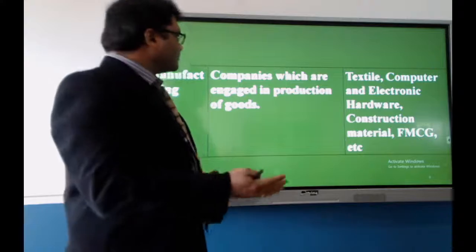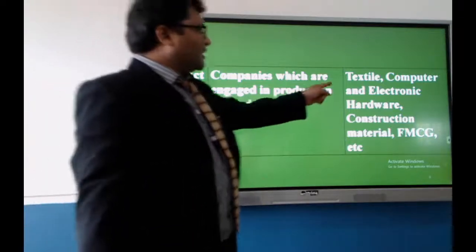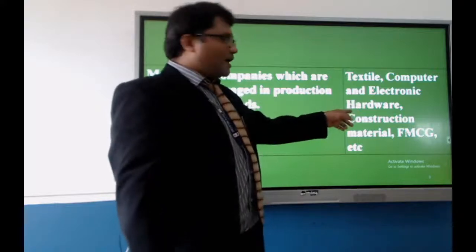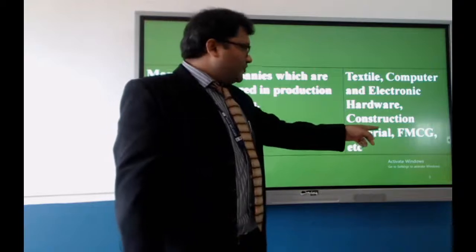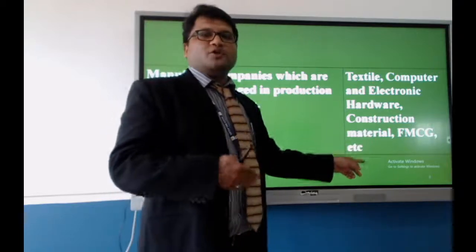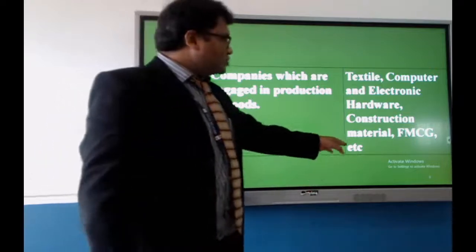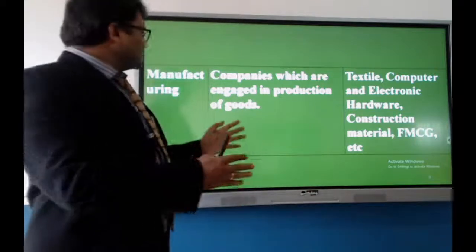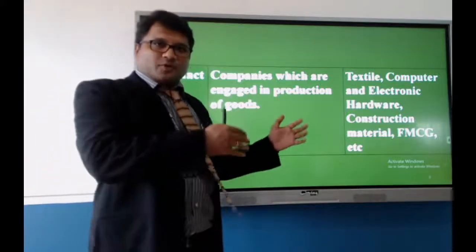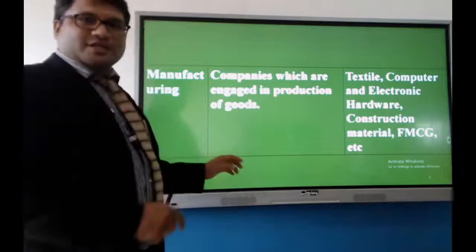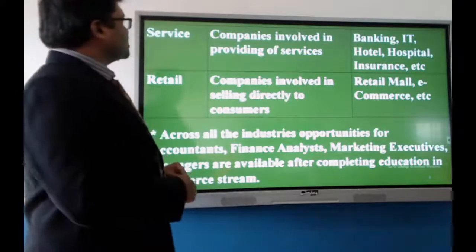Okay, so some of the examples for this industry are textile, computer and electronic hardware manufacturing, construction material manufacturing, FMCG, which means all those goods which we use daily like toothpaste, soaps, shampoos, etc. So all these types of things, companies which are involved in manufacturing of all these products are categorized under this manufacturing industry. Now, the next industry is the service industry.